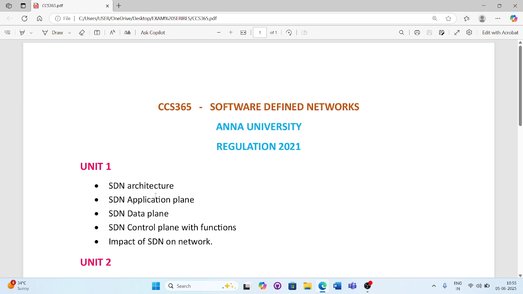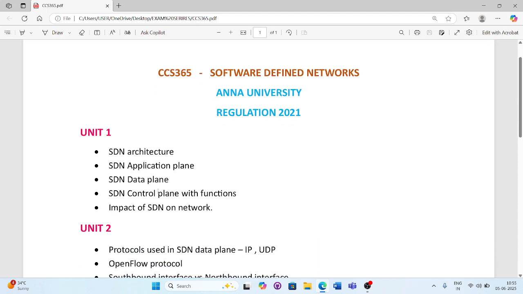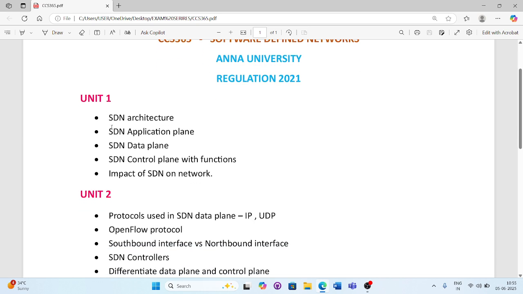Now, let's talk about some of the most important topics that you have to revise before your exam. From Unit 1, you have to go through topics such as SDN architecture with diagram, then SDN application plane, SDN data plane, SDN control plane with its functions and the impact of SDN on networking. All these three topics you have to go through including the diagram.